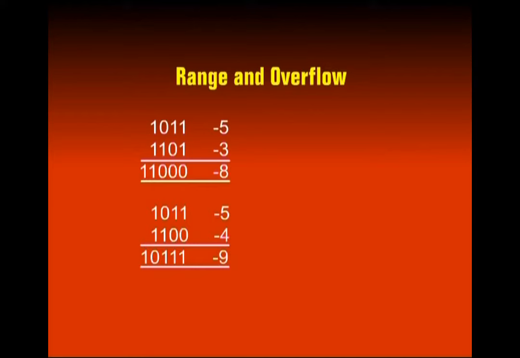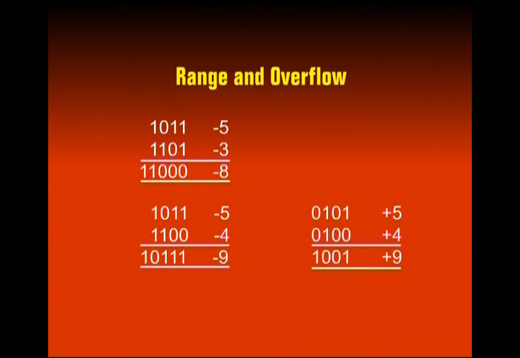Now, if you observe the most significant bits of minus 5 and minus 4, they are both 1s. What do these bits indicate? The bits indicate that both the numbers are negative. So if you add 2 negative numbers, the result should be negative. But in this particular case, you see a 0 as the sign bit for negative 9, which is incorrect.